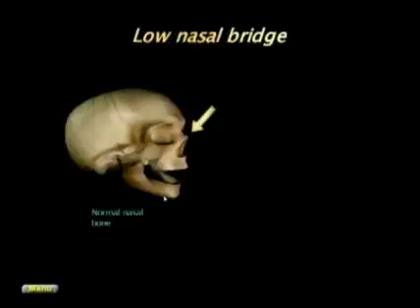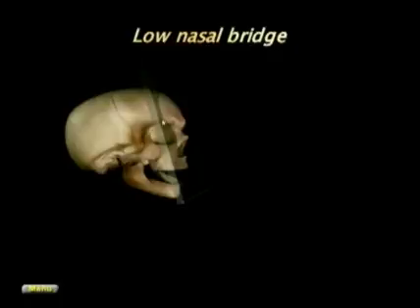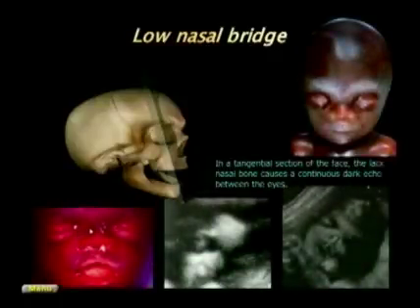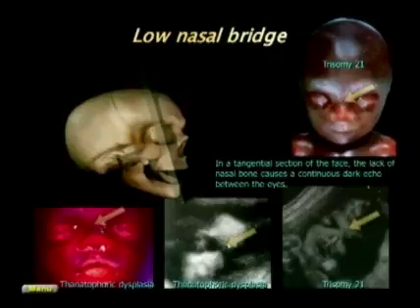A low nasal bridge is a condition in which the normal nasal bone is hypoplastic or completely absent. Now, this is something that has been known for a long time, and I used to measure this many years ago by doing a coronal section of the face, as you can see over here. And in this coronal section, the criterion was that there was no bone in between the eyes at this level, and so there was a continuous dark echo on ultrasound between the two eyes. This is a baby with trisomy 21, this is one with thyroid dysplasia, and their respective ultrasound.